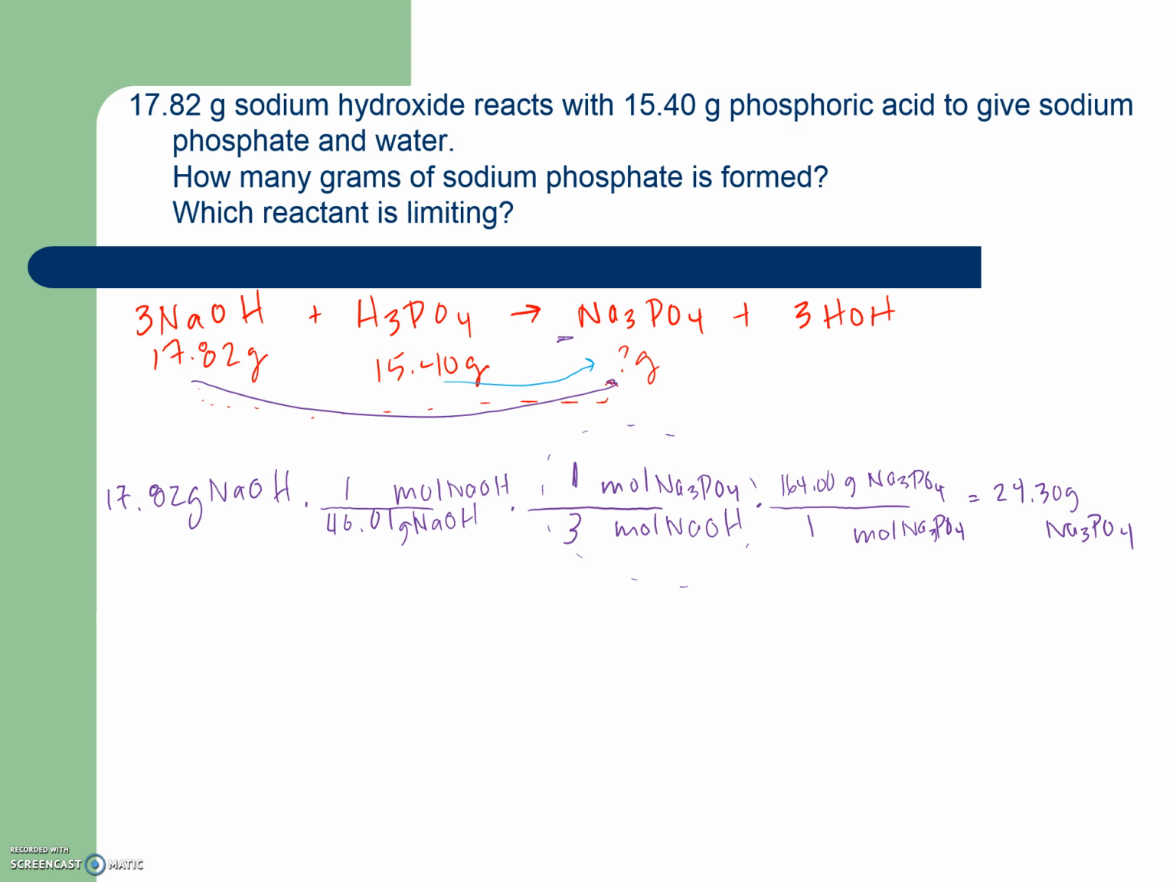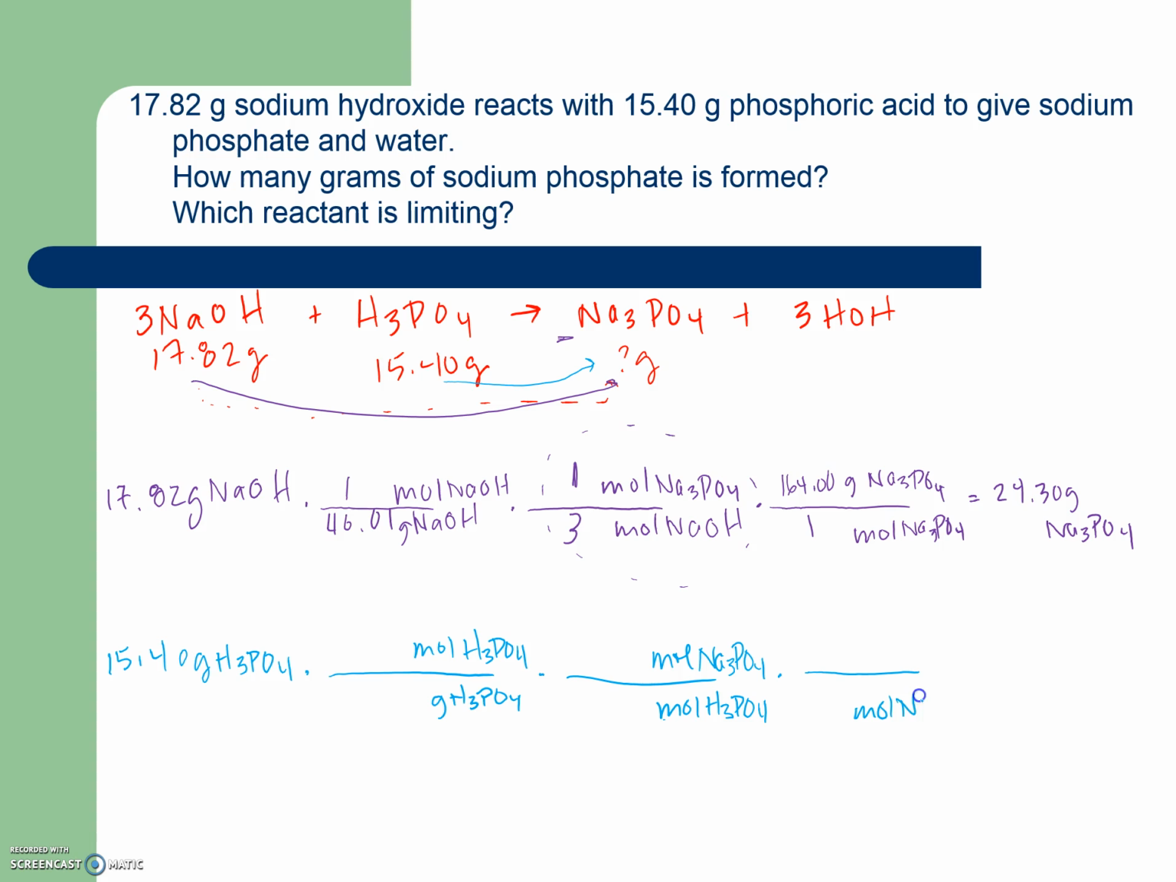So I'll set it up the same way. 15.40 grams of H3PO4, grams of H3PO4, moles of H3PO4, moles of H3PO4, moles of Na3PO4.